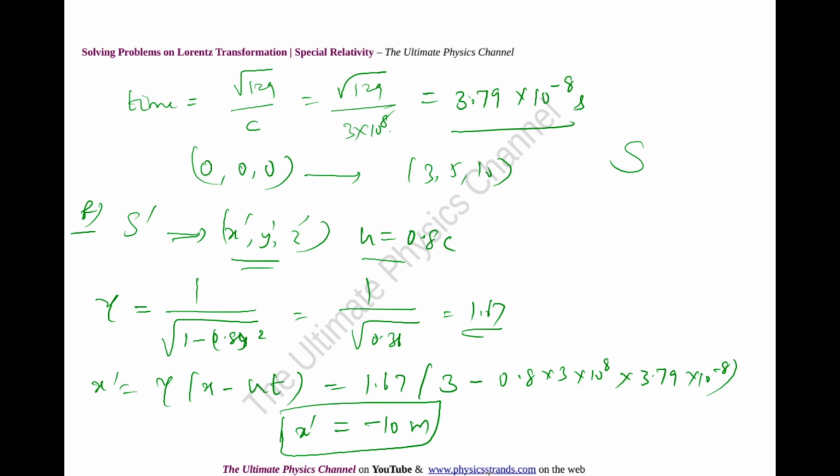Okay, and then we can calculate the y prime and z prime. Oh, we don't have to calculate because they're not changing. So y prime is the same as what is given in the question originally for the y coordinate, I think 5 meters. And z prime is also not changing, that is same as z coordinate in the S frame, that is 10 meters. So these are not changing. Okay, so what do we have here? So we have got the coordinates for the same point in S prime frame of reference.